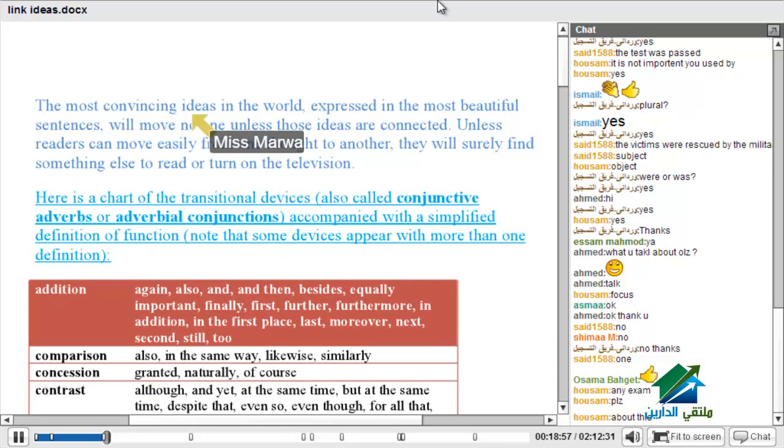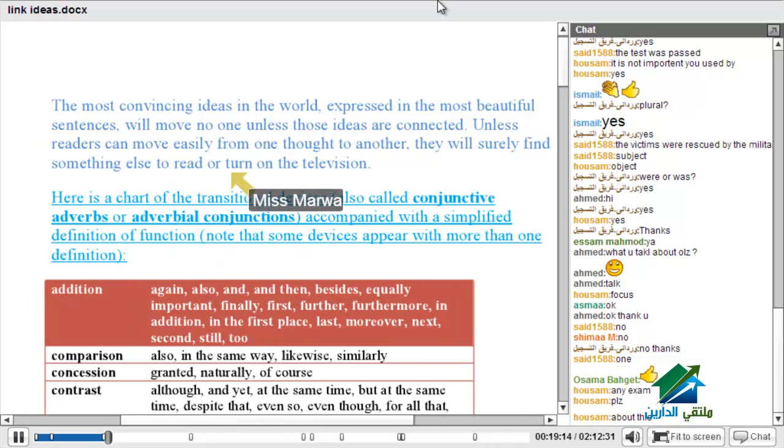The most convincing ideas in the world expressed in the most beautiful sentences will move no one unless those ideas are connected, unless readers can move easily from one thought to another. They will surely find something else to read or turn on the television. Okay?